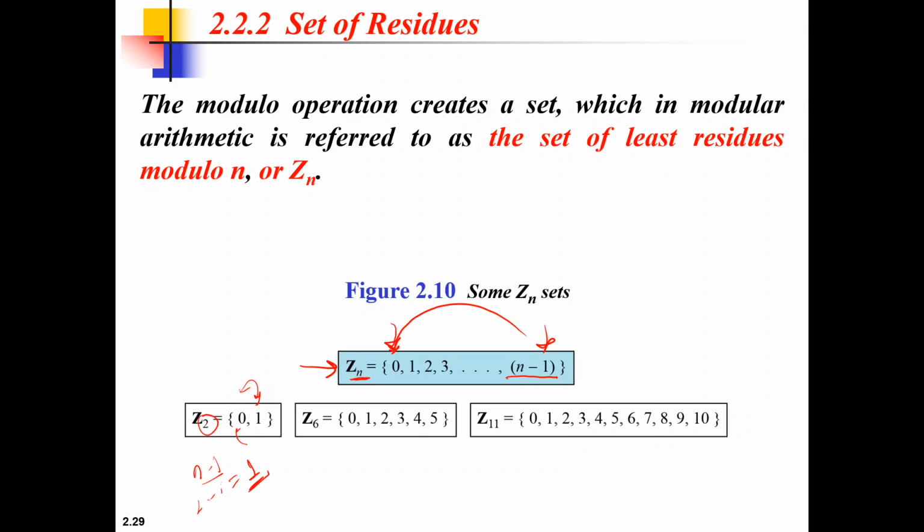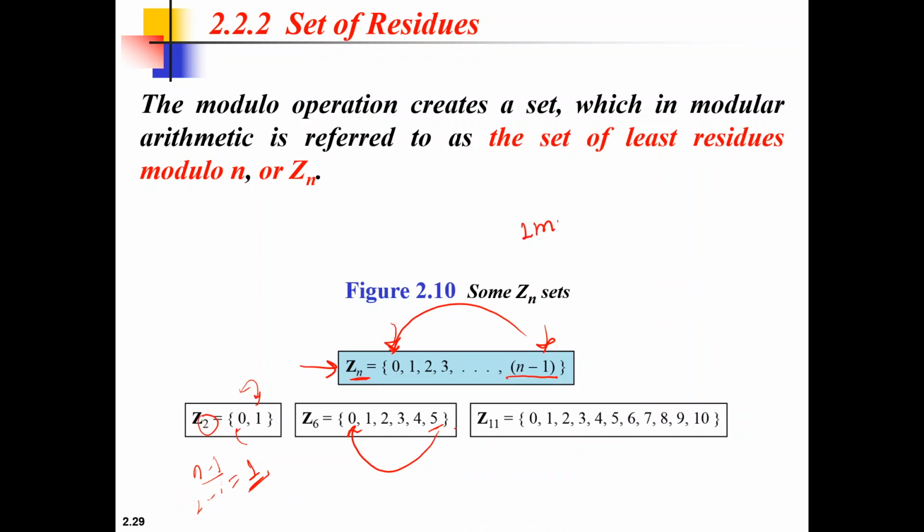So when I write Z of 6, that means the maximum number in this particular set will be 6 minus 1, that is 5. So you have all the numbers 0, 1, 2, 3, 4, 5. And again, if you have a greater number than that, it will wrap around to 0, 1, 2, 3, 4, 5. What does it mean?